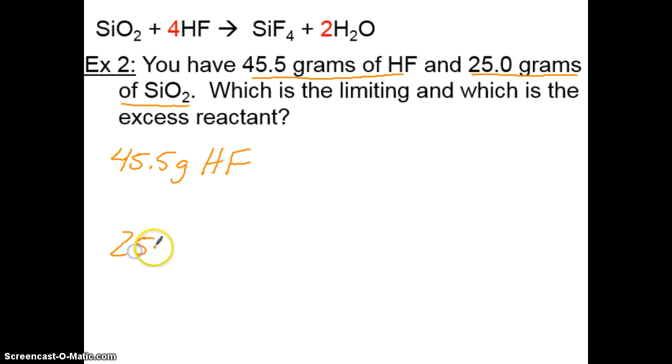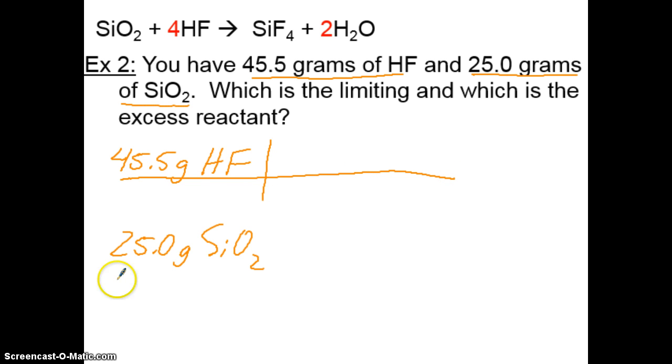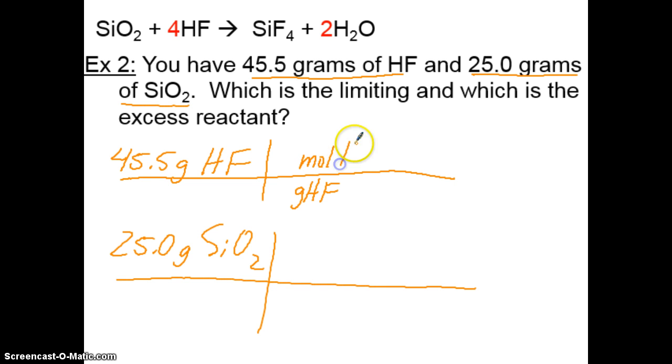and 25.0 grams of SiO2. Okay, so starting off with grams, so we have to do a little bit more work to get to our magic step in both of these. So I'm going to take grams of HF down here, and I'm going to put moles of HF up here. Now remember, I can only use 1 for moles because I am not ready to do the magic. And fluorine weighs 19 grams, so 19 plus 1 gives us 20 grams here.